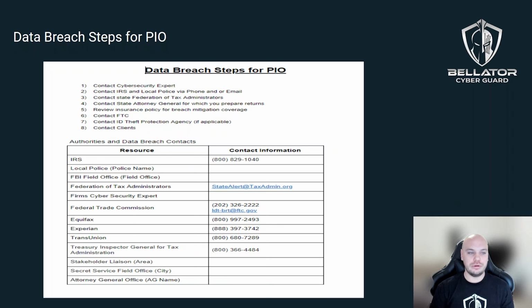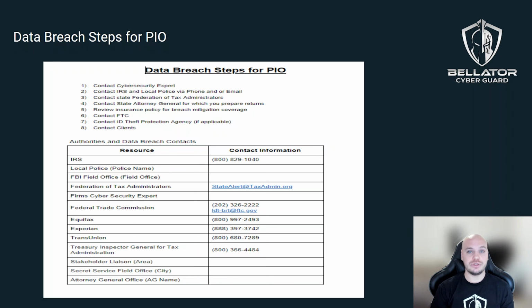It could be there could be additional steps for those other roles as well, but usually in a one-man show or a smaller business, they'll have the PIO, right? And we always designate the DSC and the PIO, and they may be the same person, right? And so in most cases, you'll have this PIO role, and that person will be responsible for taking these steps, right? So some of these examples of these steps are contacting the cybersecurity expert first.